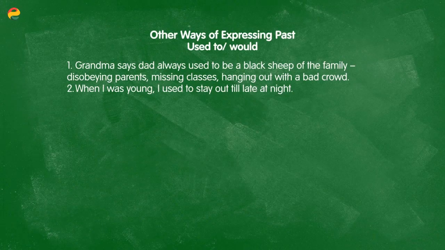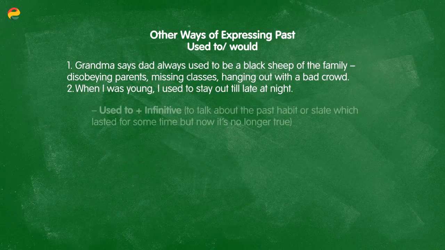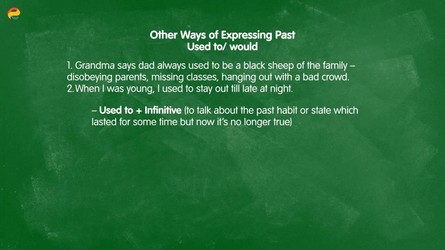But if we're speaking about repeated actions in the past, we can use the following construction. Something like, Grandma says Dad always used to be the black sheep of the family, disobeying his parents, missing classes, and hanging out with a bad crowd. Or something else like, when I was young, I did not used to stay out till late at night. Here we're using used to with the infinitive to talk about something that repeated a lot, a habit, but in the past. In the same meaning, we can also use the structure would with the infinitive.